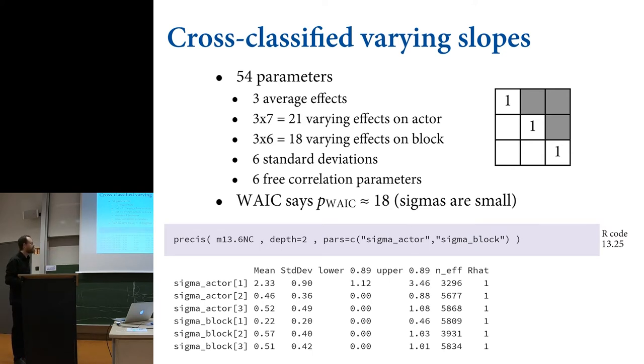3 × 6 = 18 varying effects on block. Same idea. There are 3 effects per block and 6 blocks. So you can see right away, in a big data set, you ramp up parameters very fast. So imagine you had a substantially large sample, like 200 individuals, and there are 3 effects per individual. This is an ordinary sort of situation in the sciences. It's not even a very big data set. Then you've got suddenly 600 effects on individuals. No problem. Stan will do it.